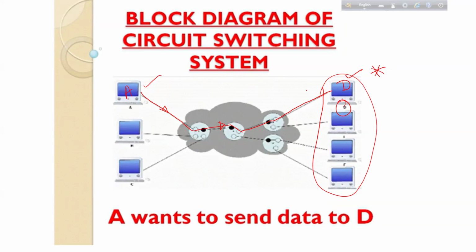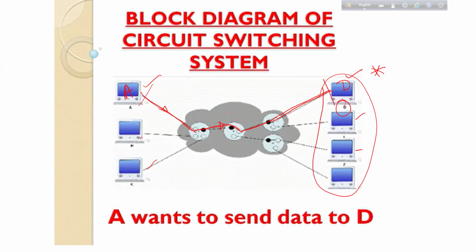In that case, for the time being, this connection is established and this path is busy. This path cannot be used by any other users. Whether A is transmitting or not, this path will be busy for that time being.